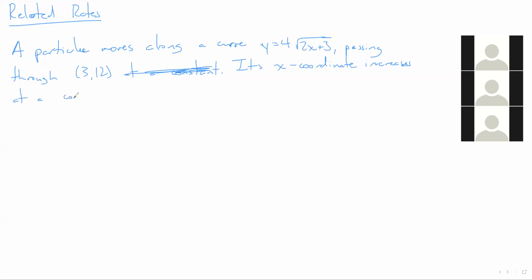Was this on the homework? It was from the homework. And the last bit it's asking is to find the rate of change of the distance from the particle to the origin at that instant. Find the rate of change of distance from the particle to the origin at this instant.